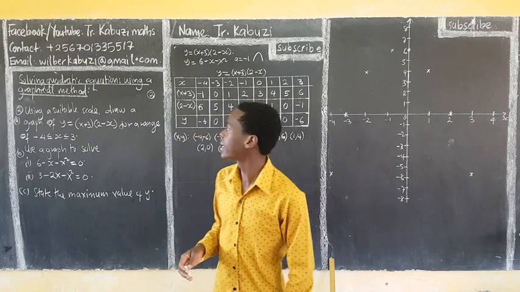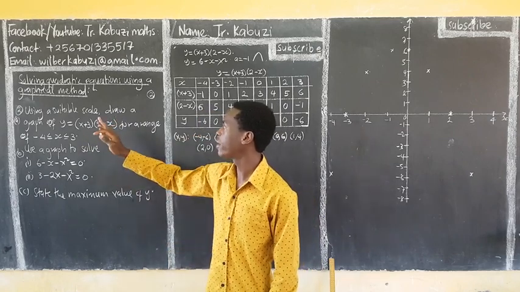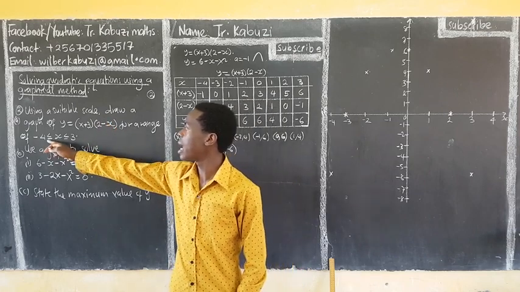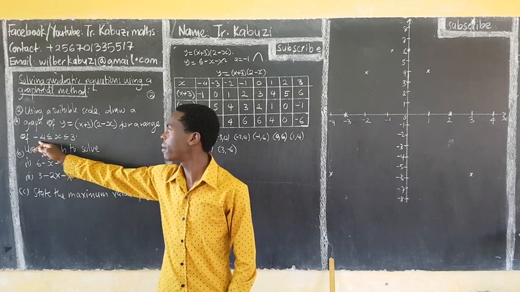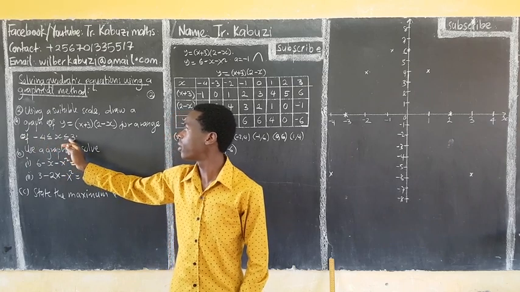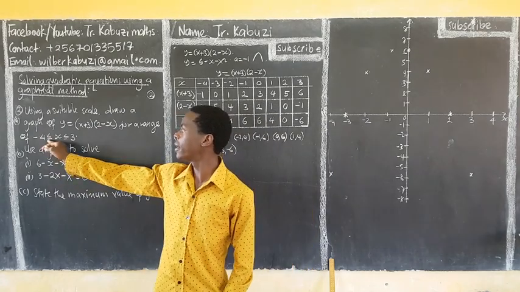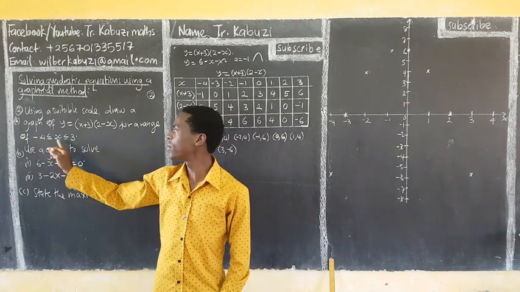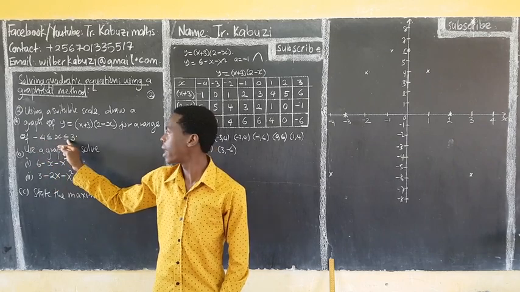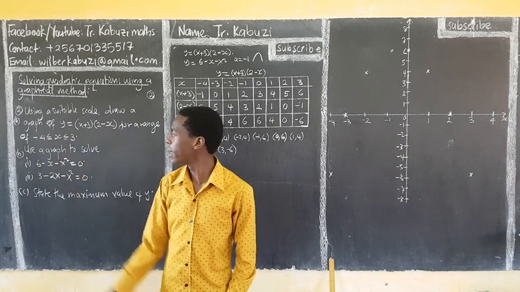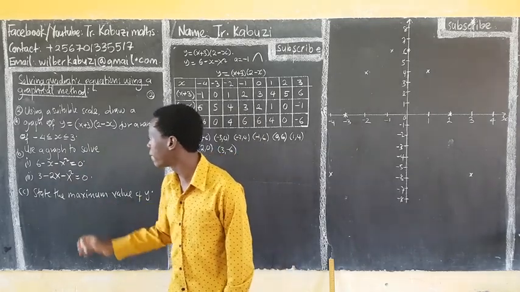Now, this one, they're telling us that using a suitable scale, draw a graph of y equal to this for the range of x greater than or equal to -4, less than or equal to positive 3. Whenever they have equal signs there, it means that these values are included. So that's why we are starting from -4 and ending at 3. So use the graph to solve this, set the minimum and the maximum value of y.